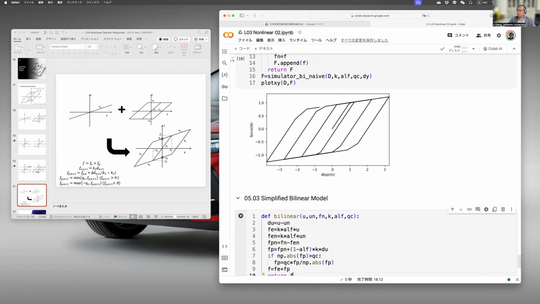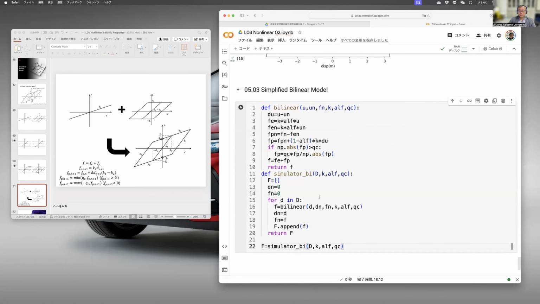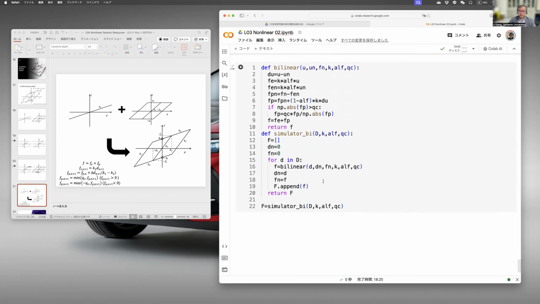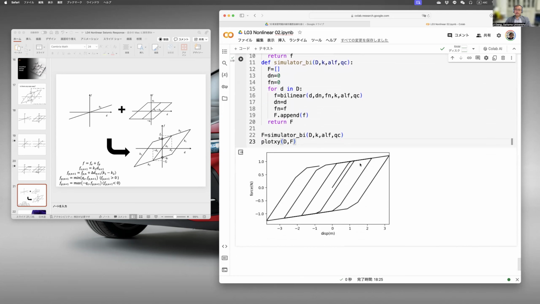And then we do the simulator again, right? And we also use the DF, then we can see that we perfectly get the displacement and force relationship of the bilinear model, using the advanced, simplified way.